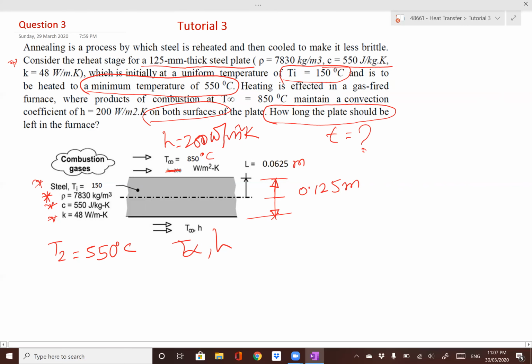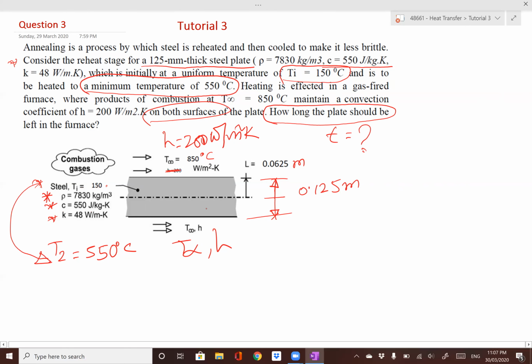So how long will be required if you want to make your steel from 150 degrees Celsius to 550 degrees Celsius in this environment, in this furnace's internal conditions, a final temperature? So based on this condition, how long will it take to reach a steel at 550 degrees Celsius?